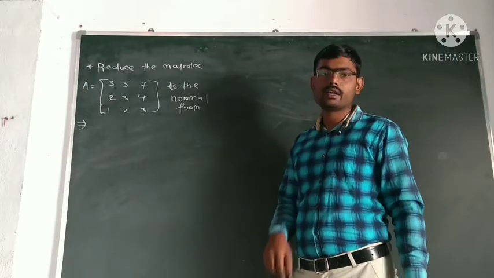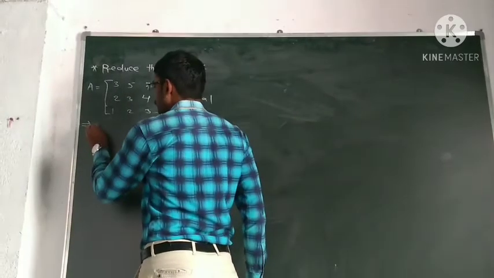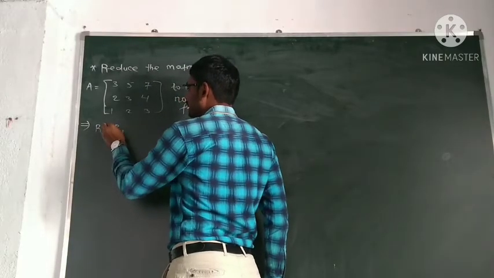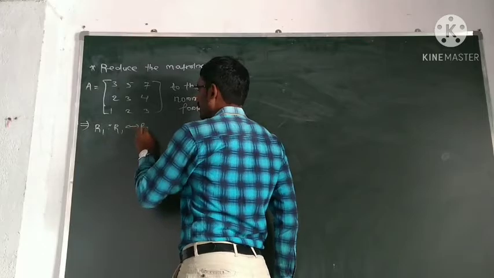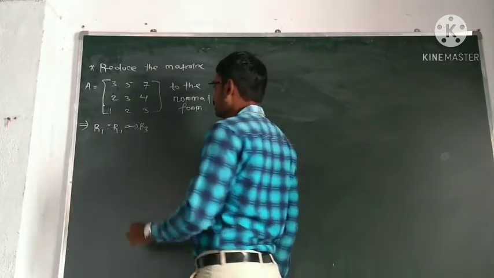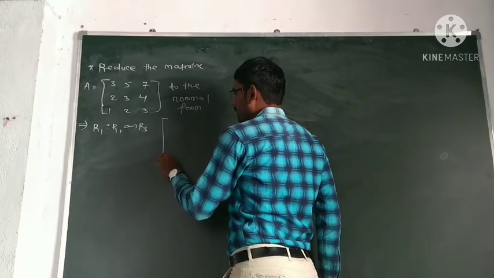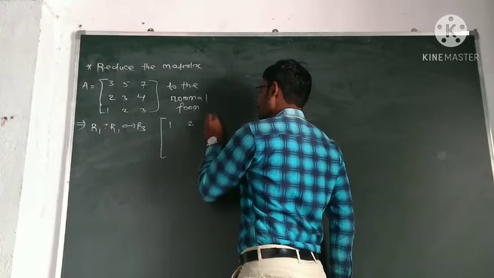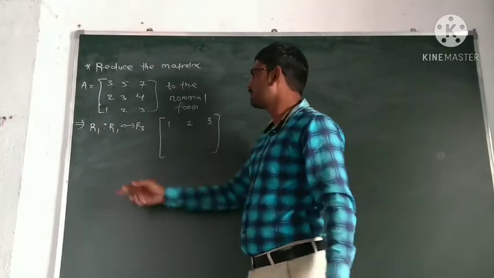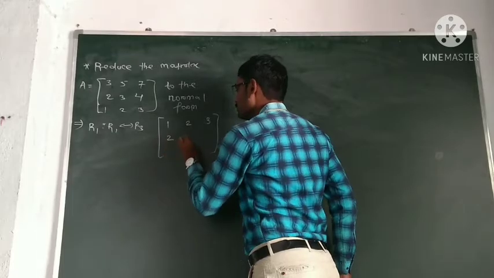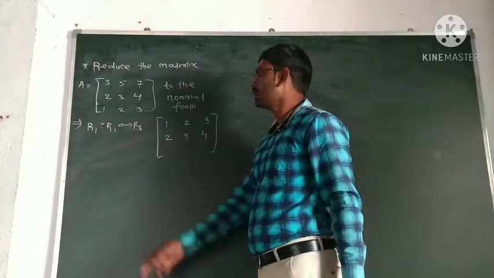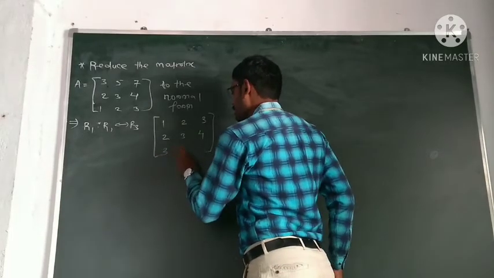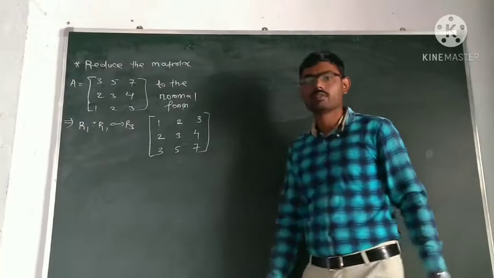So apply the first elementary transformation, then interchange the rows. R1 is interchanged with R2. So what do we get? After this, the third row becomes the first row: 1, 2, 3. There is no change in the second row: 2, 3, 4. The first row becomes the third row: 3, 5, 7.